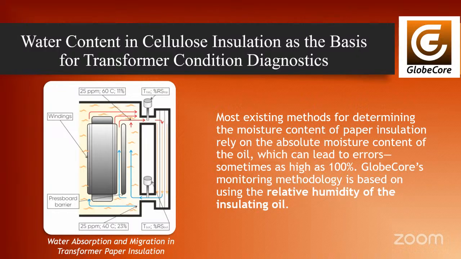For example, if oil moisture is 25 ppm, the top of the tank at 60 degrees Celsius may show 11% relative humidity, and it's about 2.1% paper moisture. At the bottom, where the temperature is 40 degrees Celsius, relative humidity may be 23%, and it's about 4.2% paper moisture.